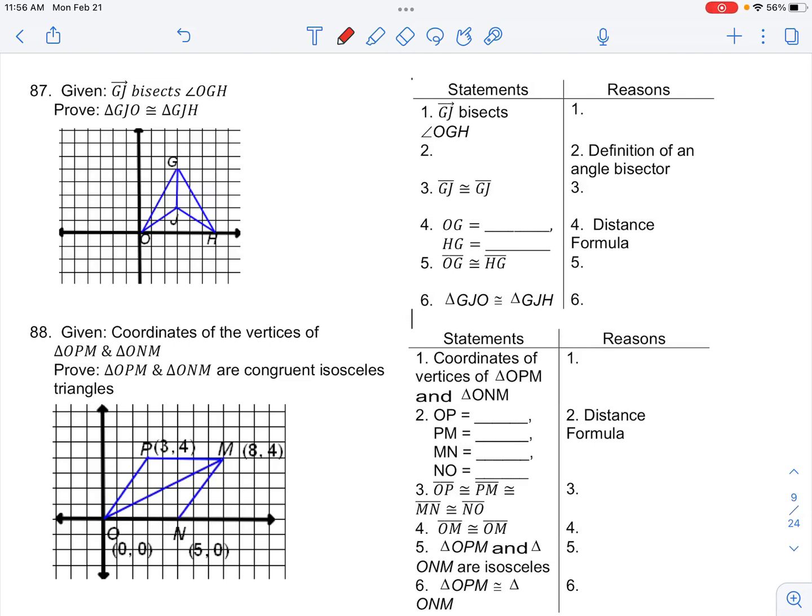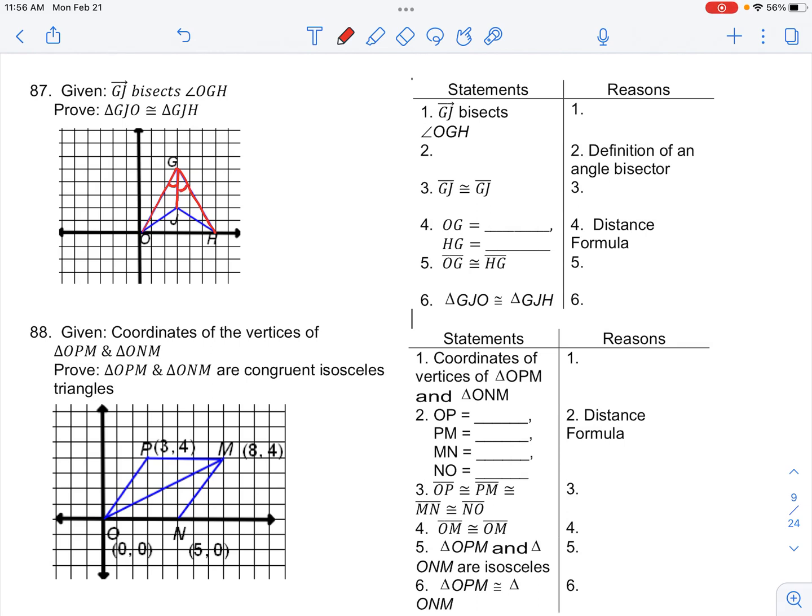Number 87 in your classwork for analytic geometry asks us to prove that the two triangles are congruent. From the given information, we have that the ray GJ bisects the angle OGH. So if JG bisects OGH, that means that these two angles will be congruent to each other.